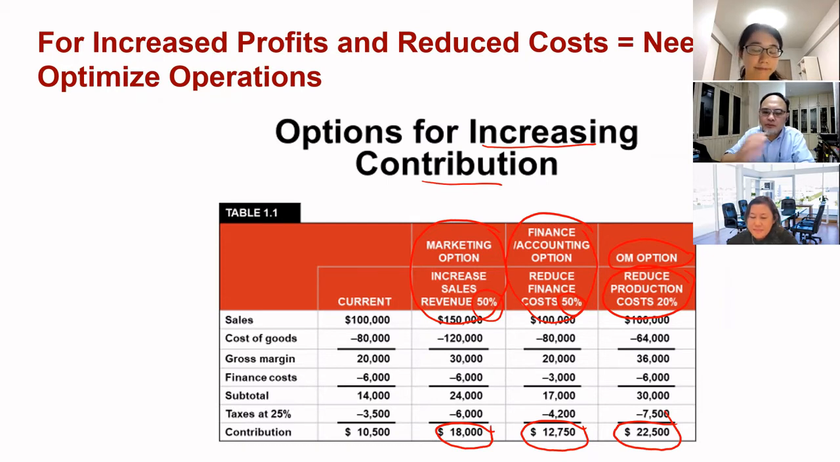So that's why it's important to keep our production costs low, and that's why Toyota is very successful, because their operations cost is very low. They implement the Toyota Production System. That's why.